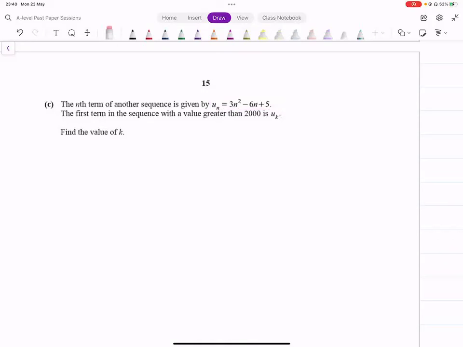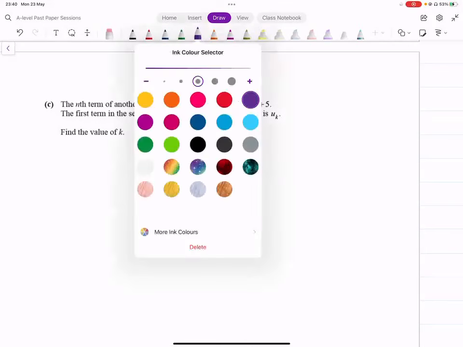The first term in the sequence with a value greater than 2000 is uk. Find the value of k. All right, how do we think about this now? The nth term of another sequence is given by this. The nth term का formula दिया हुआ है. Nth term आपको क्या बताती है?